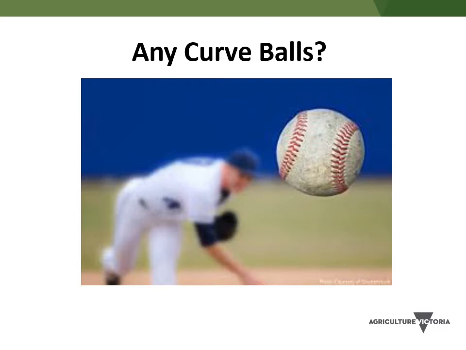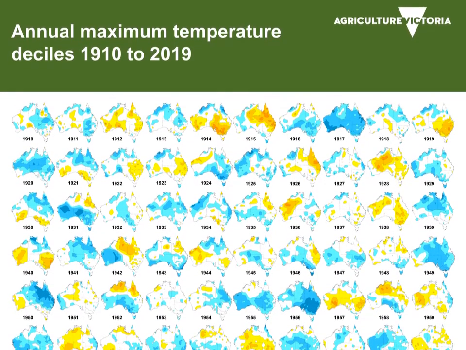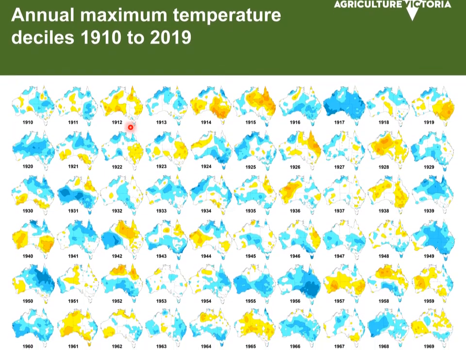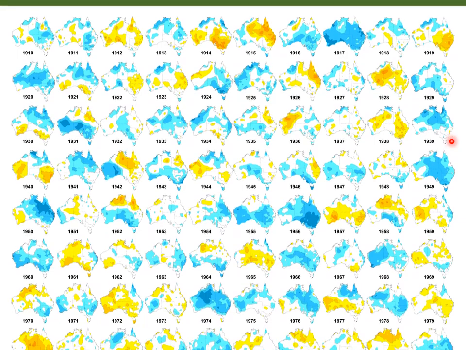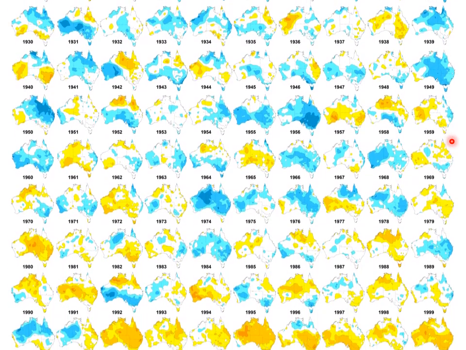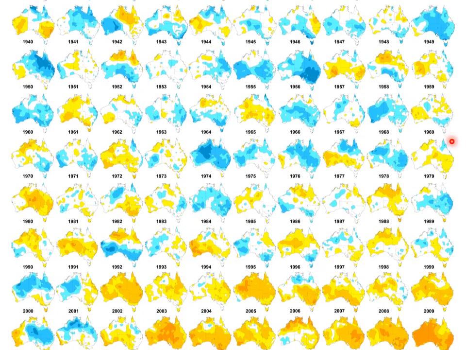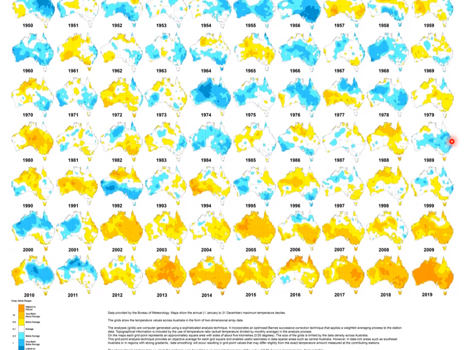So what I've talked about is a lot of variability. Now I'm just going to cover, is there anything different to long-term natural variability? Here we've got maximum temperature deciles from 1910 going through each decade of the last 100 years. You can see blue is cooler than average years, yellow is warmer than average years and orange is warmest on record. So there's a lot of temperature variability in our history, but you might notice a bit of a trend in recent decades.